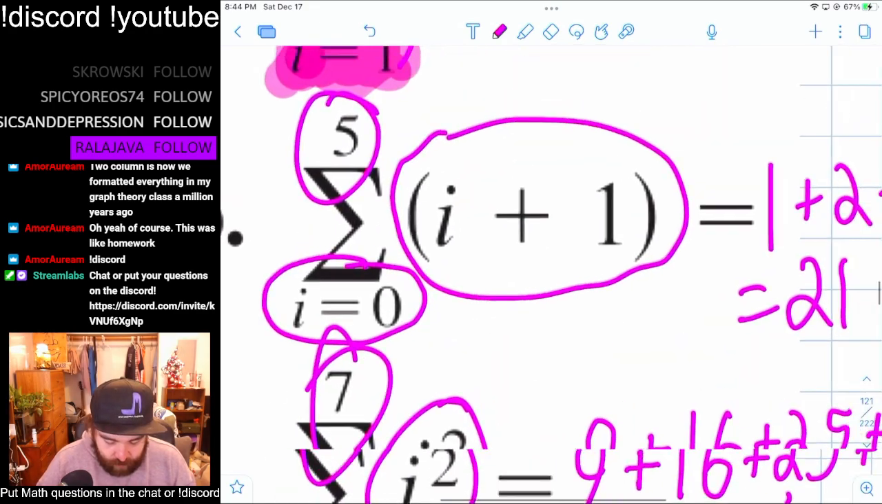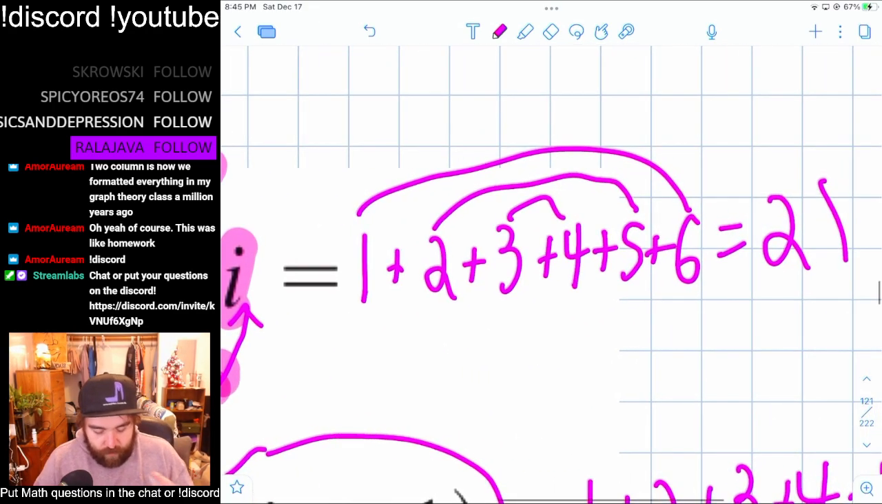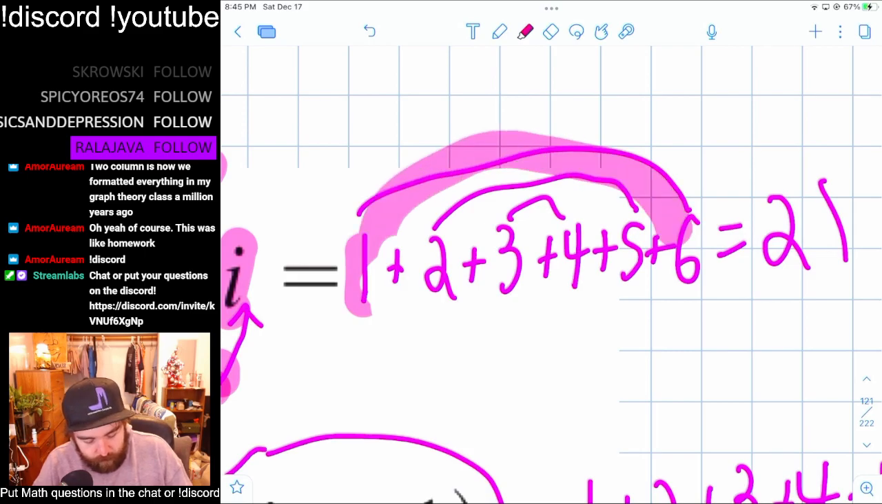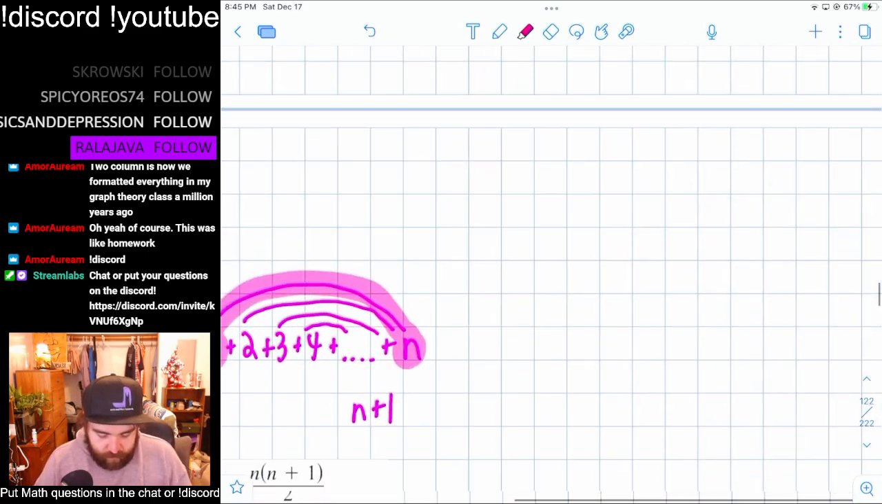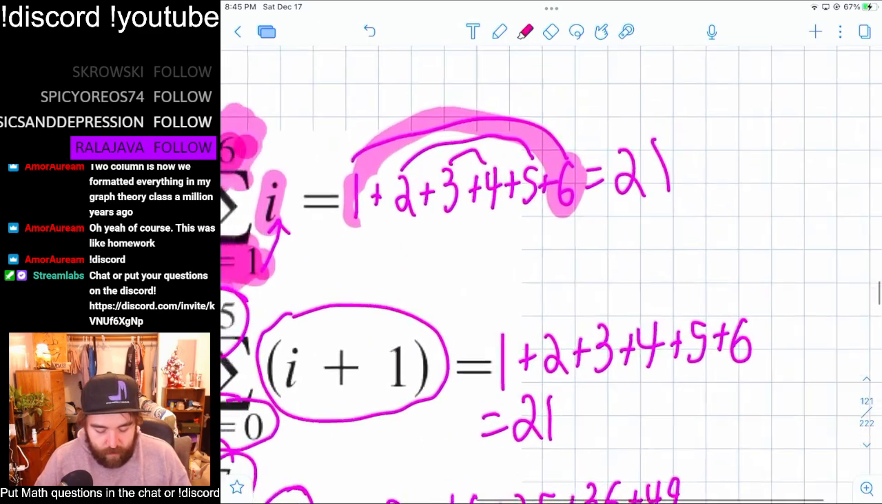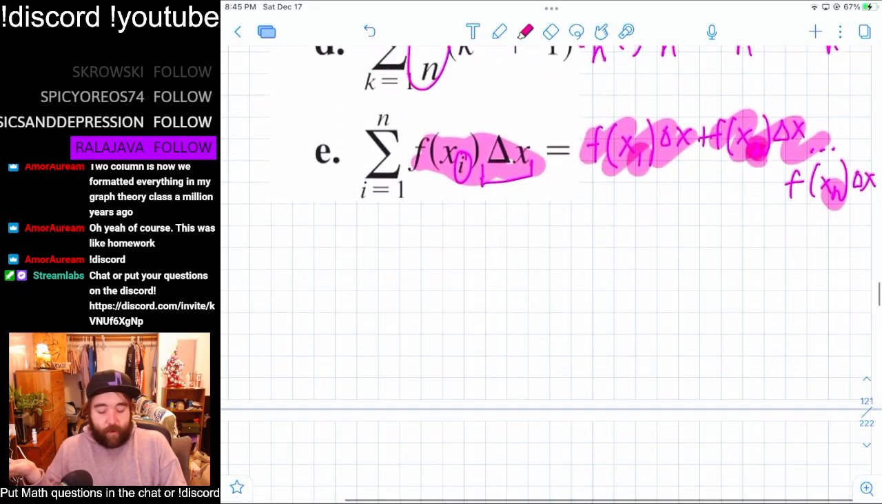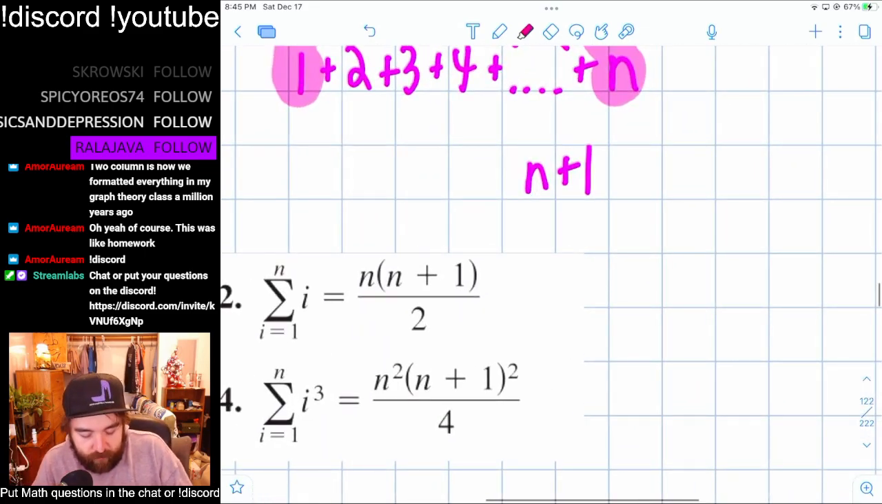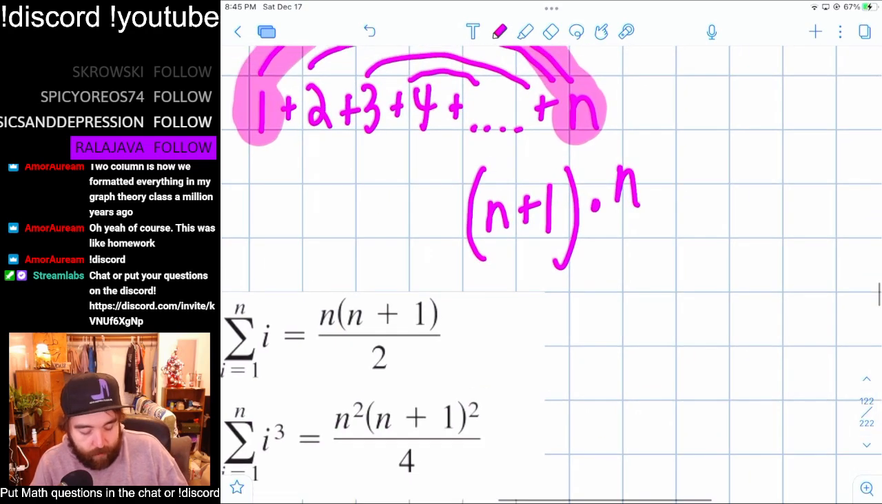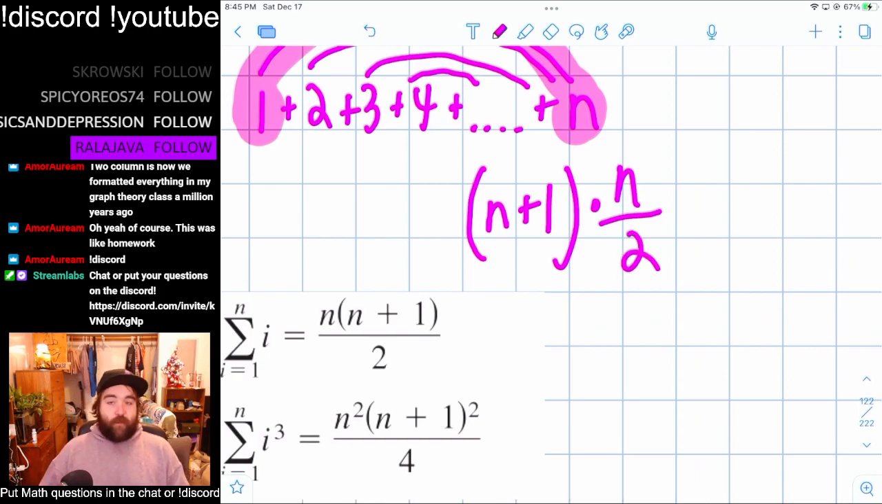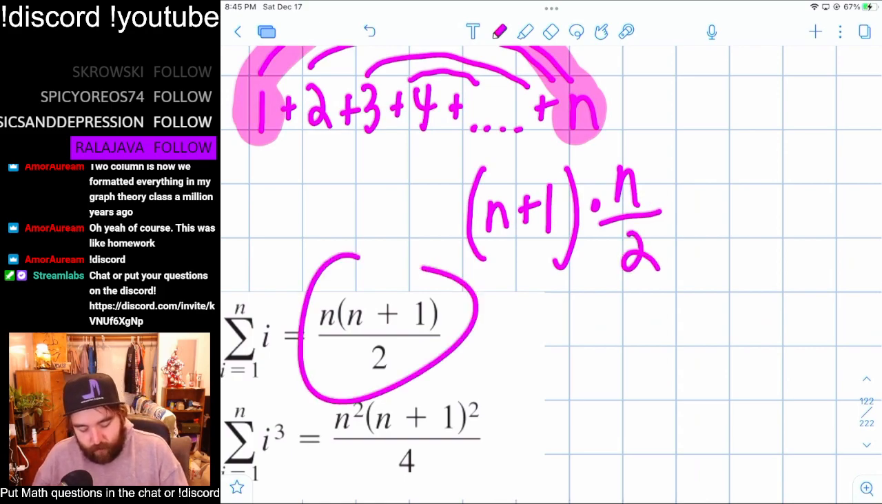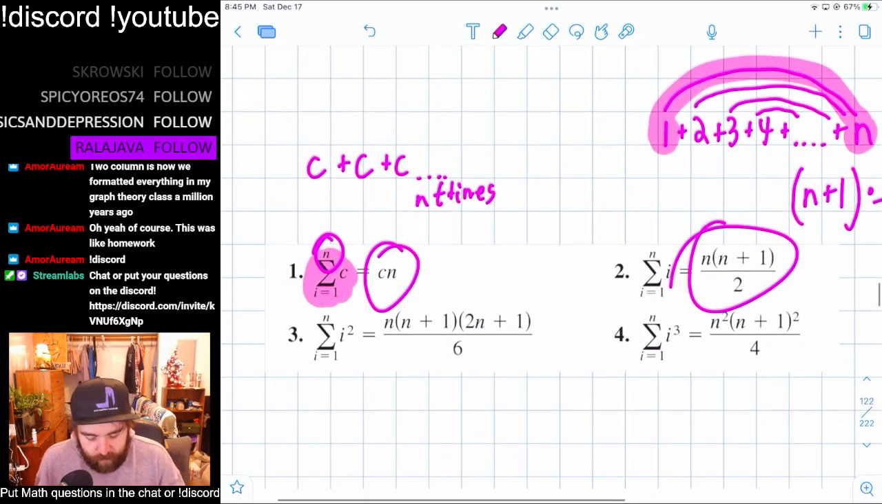Notice how I wrote that up here. There were 6 of them. The pairs added up to 7. But then the idea is, how many pairs are there? Well, up here, there were 6 numbers, and there were 3 pairs. So doesn't that make sense? If we want to find how many pairs there are, we're going to take the total amount of numbers and divide by 2. So we're multiplying that by the total number of numbers divided by 2. And look, that's exactly what this formula is right here. So, I mean, that's two proofs right there. Two proofs of those two top formulas.